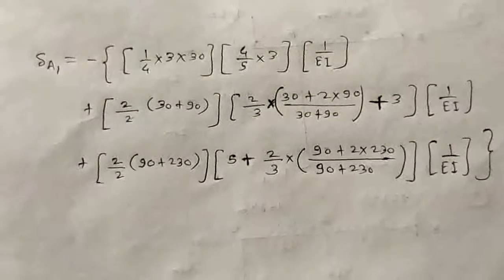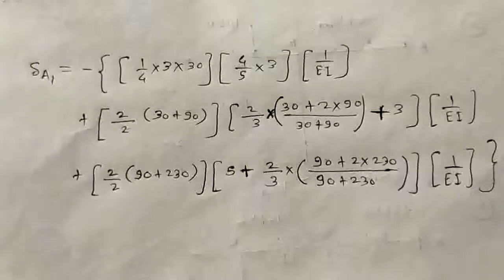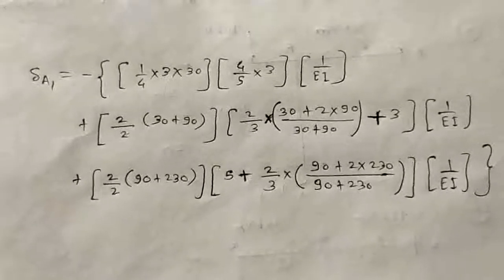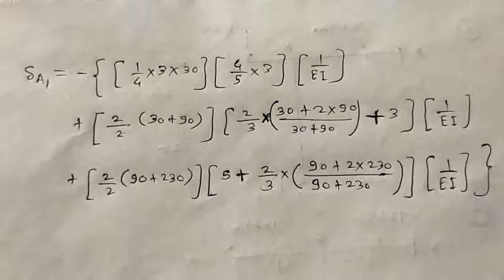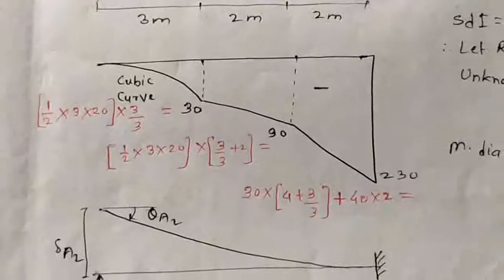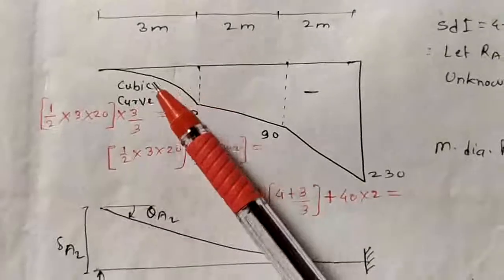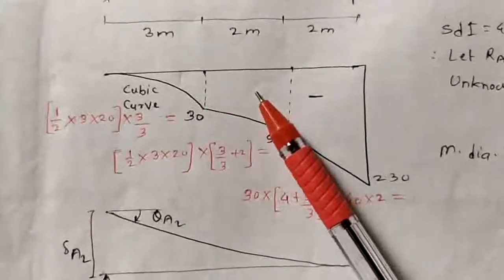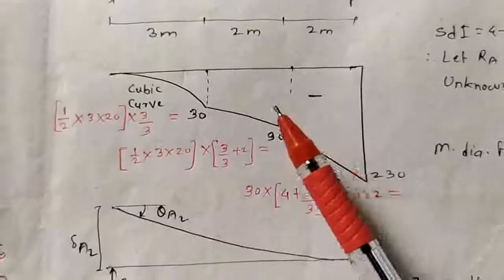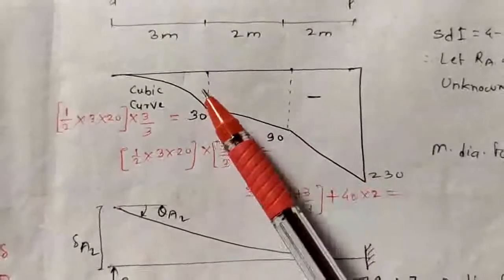Now come to the calculation of finding the deltas. Here we have written the expression for finding delta A1. For this, come to the bending moment diagram drawn because of the loading. Just we are going to take the moment of all these areas. Here we have a cubic curve, and here is a trapezoid, another trapezoid. So there are three diagrams: trapezoid, trapezoid and a cubic curve. We'll put the centroid of these three diagrams.